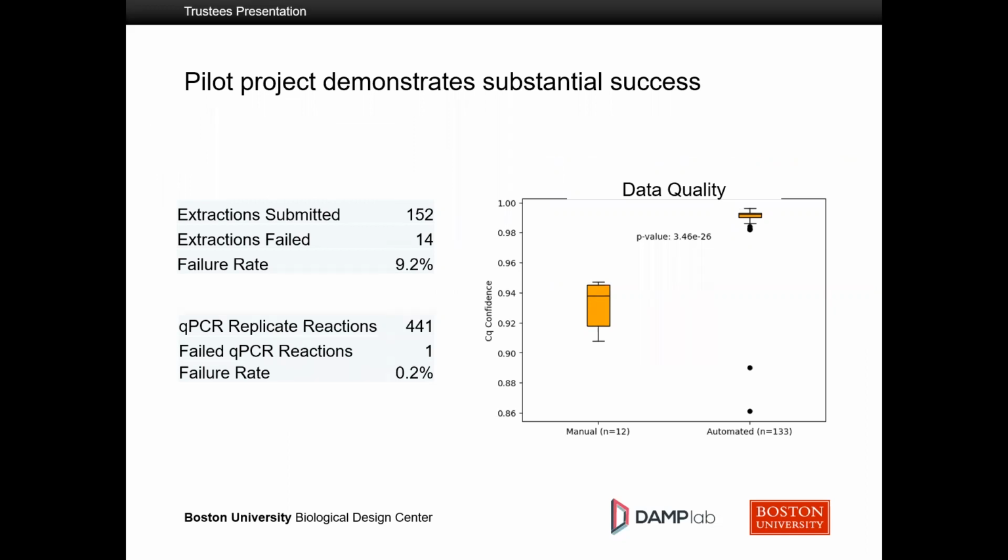Of the successful extractions, we did qPCR, and only one of our reactions failed out of range out of the entire sample set. I think this isn't the most impressive data point ever, but it speaks to the system. The qPCR instruments issue a quality score for every data point. When I did this extraction and qPCR completely manually, you can see that while only marginally smaller, the automated method performed significantly better, as you can see by the p-value here.